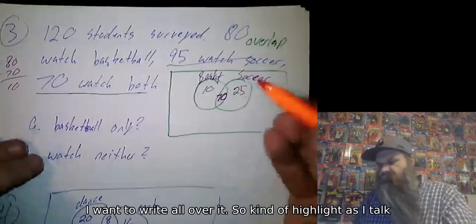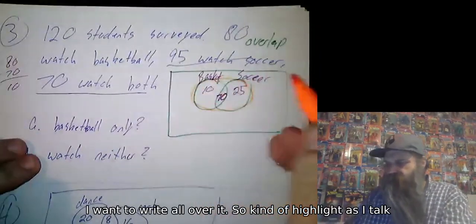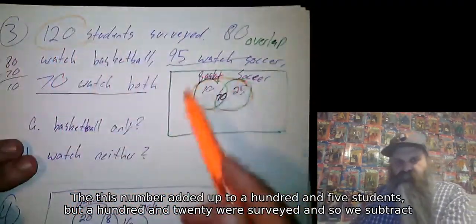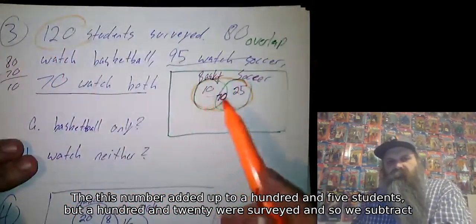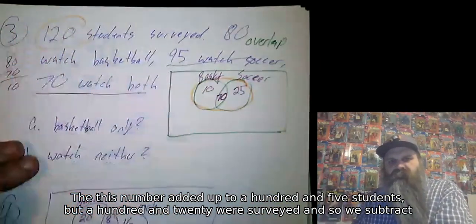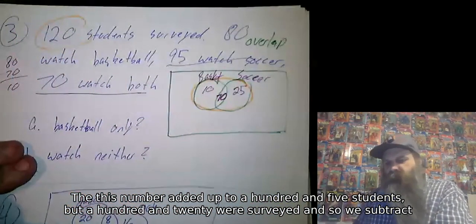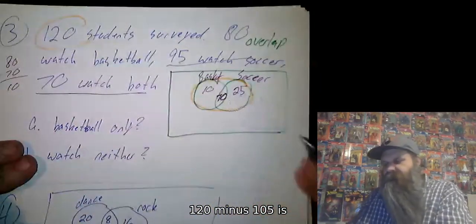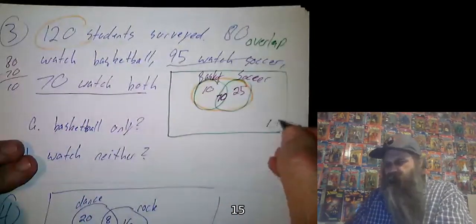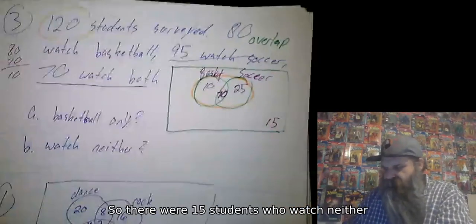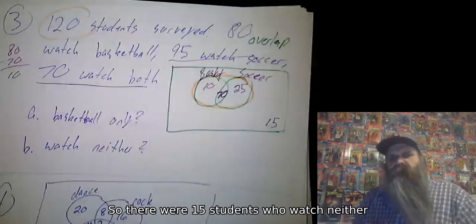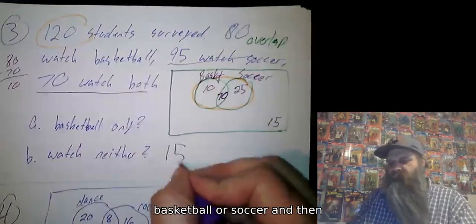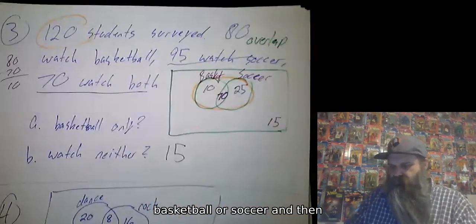I don't want to write all over it, so I'll highlight as I talk. This number added up to 105 students, but 120 were surveyed, and so we subtract. 120 minus 105 is 15. So there were 15 students who watch neither basketball or soccer.